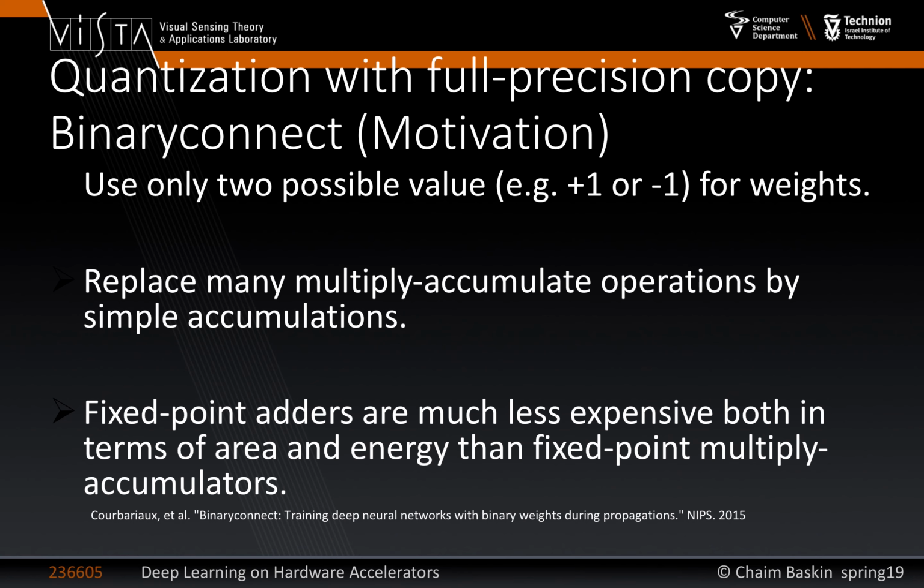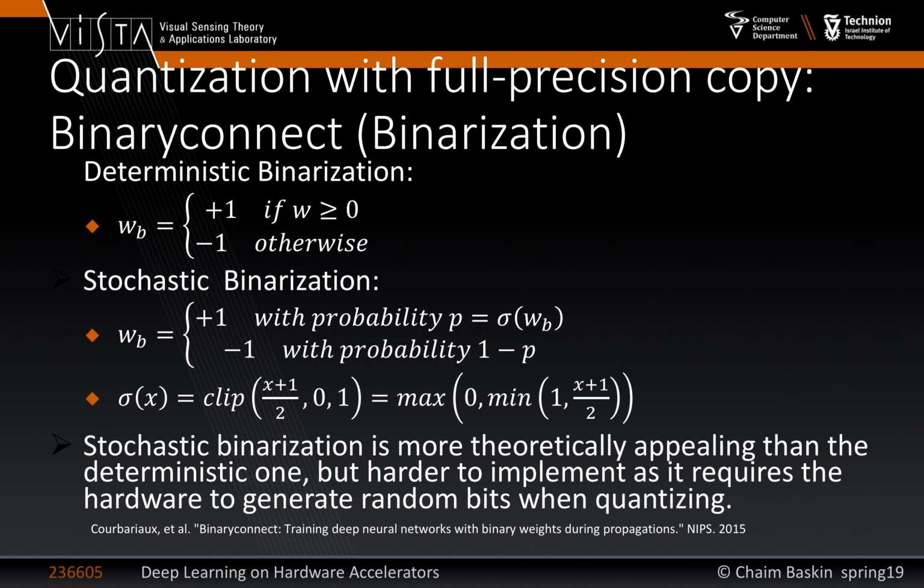As I said, fixed point adders are much less expensive, both in area and energy. And how did they do it? First, the deterministic binarization: when the W is higher than 0, it's 1, and otherwise it's -1. And the stochastic binarization is when it is +1 with probability P and -1 with probability 1 minus P. It's like a Bernoulli probability.